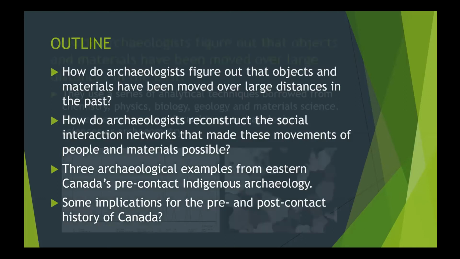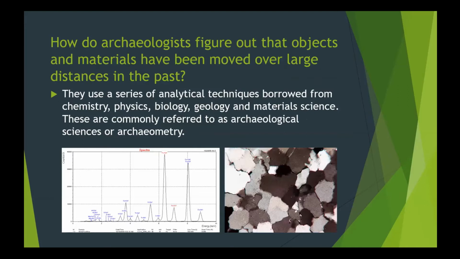So how do archaeologists know for sure, with true accuracy or on a scientific basis, if a rock, for example, comes from a certain geological formation or an actual quarry, or a material like copper? They use a series of analytical techniques. These are techniques borrowed from chemistry, physics, biology, geology, and material science. We commonly refer to these as archaeological sciences or archaeometry.